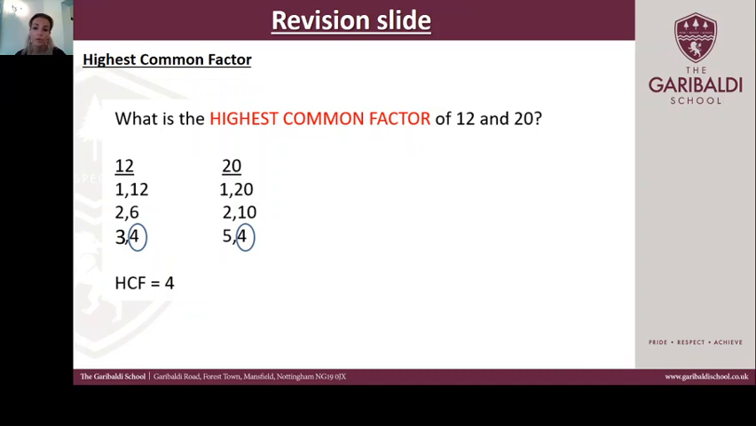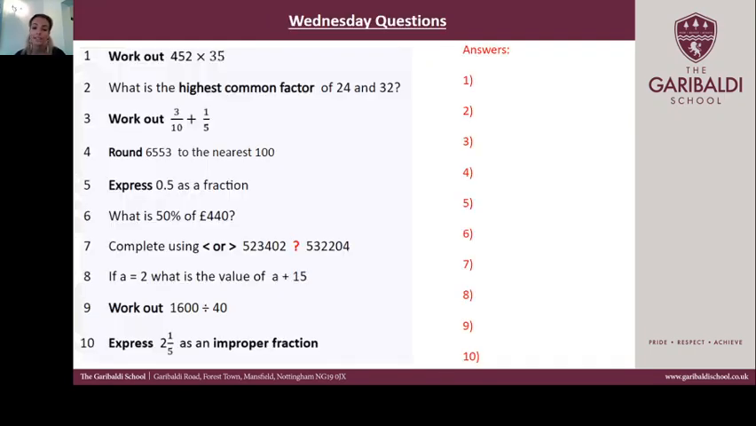So the factors of 12, and they always come in pairs because 1 times 12 is 12, 2 times 6 is 12, and 3 times 4 is 12. They're all your factors of 12. Now list your factors of 20. 1 times 20 is 20, 2 times 10 is 20, 5 times 4 is 20. That's all the factors of 20. Now look in both lists and look for the highest number that appears in both, which is 4. So your HCF, or highest common factor, is 4. Hope you found that revision useful. Here's your 10 questions for Wednesday. Pause the video now and have a go.